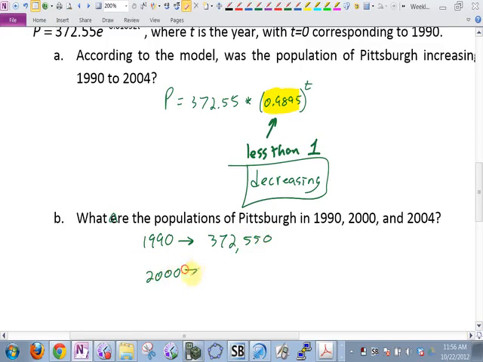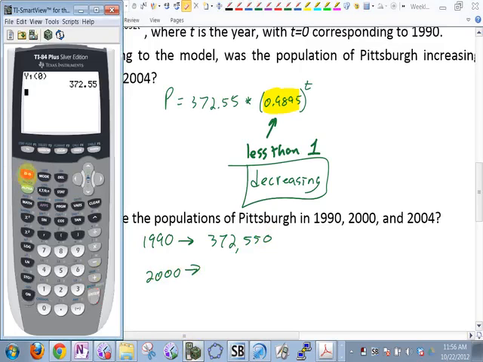What do I plug in for the year 2000? 10. So let's call this 10. So that is 335,348.824.